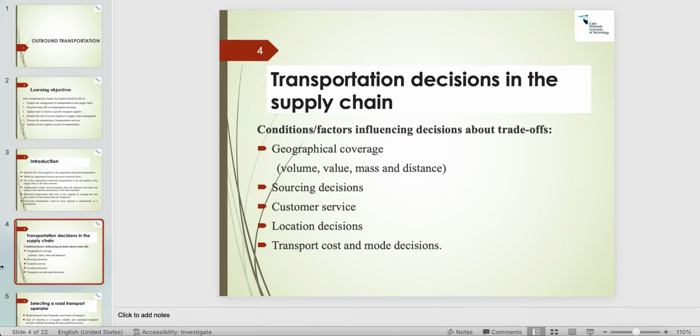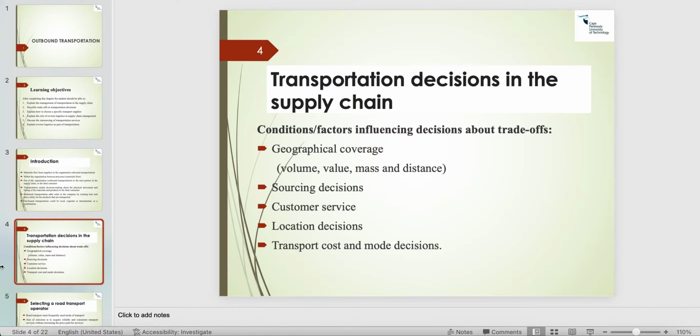Then we go to customer service. The main objective of supply chain management, as we studied in the beginning, is to satisfy our final consumer demands and to make sure that we deliver the service to them. So the more cost effective and reliable the transportation is, the better the customer service is, and it will be delivered at an acceptable level of cost. It won't be too costly for the consumers.